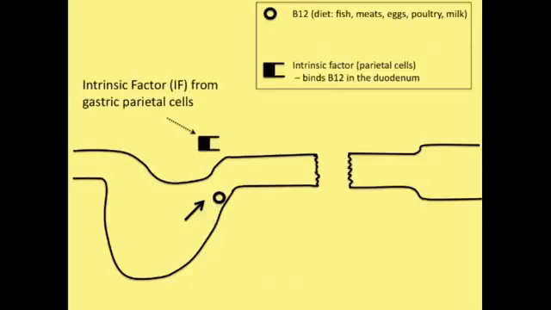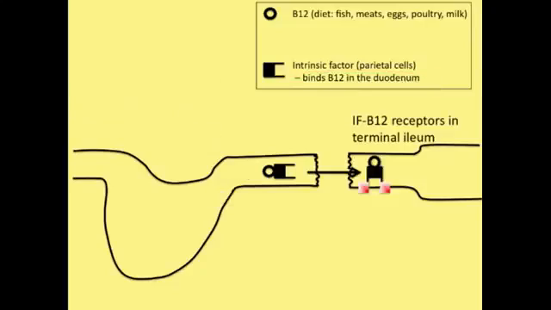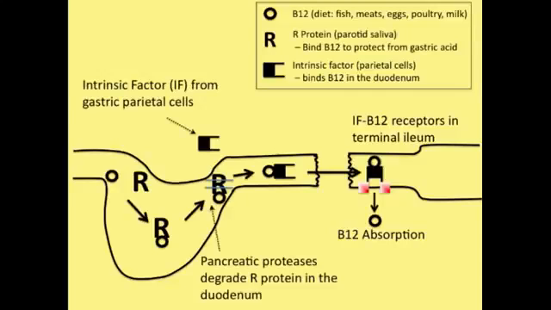And the B12 and intrinsic factor complex travels down the duodenum, the jejunum, until they get to the terminal ileum, where they are taken up by B12-IF receptors. And B12 is released into the systemic system. Well, actually, the portal system first, right? And that's basically it. That's the entire pathway of B12 absorption.